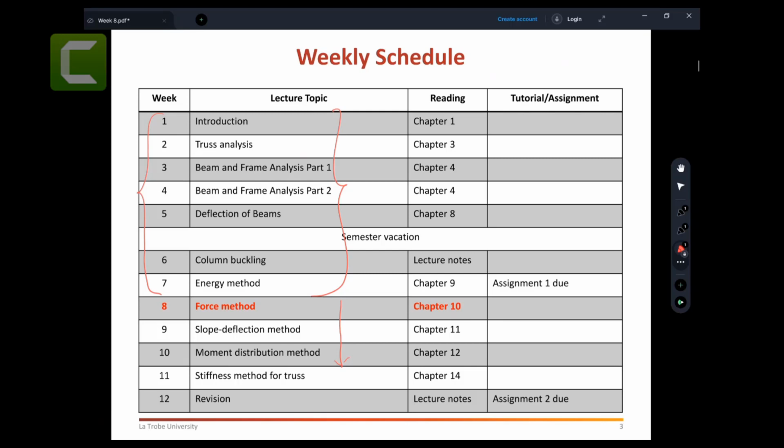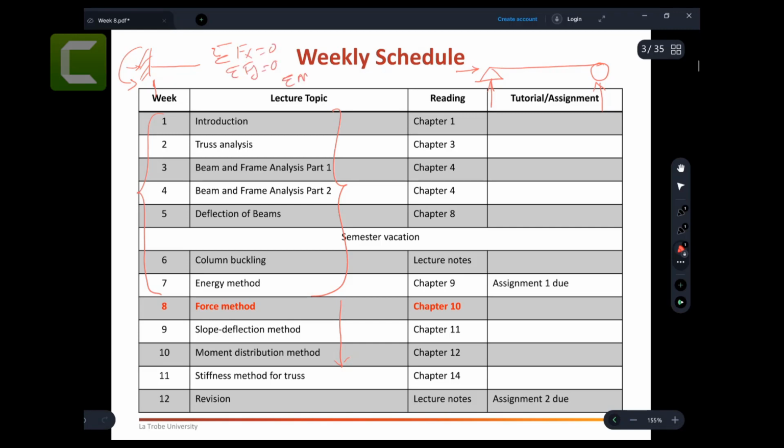In the first 7 weeks, you were given structures which are determinate. Determinate means that, let's say you are given a simply supported beam, or a cantilever beam, where you have 3 unknown reaction forces. And you have 3 equilibrium equations: the sum of forces in the x direction equal to 0, the sum of forces in the y direction equal to 0, and the sum of moments equal to 0.